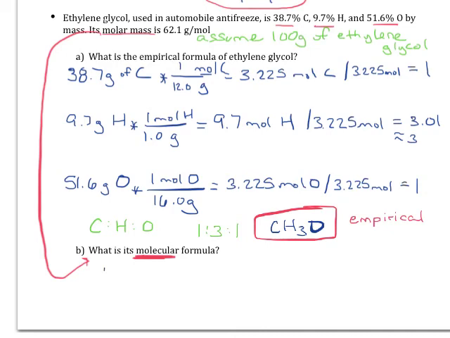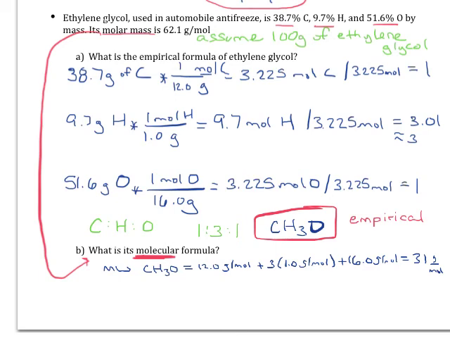So if I find the molecular weight of CH3O, that's going to be the carbon plus the 3 hydrogens plus the oxygen. And that's going to give us an answer of 31 grams per mole. Well, if the empirical formula has a mass of 31 grams per mole, but the actual molecular formula, the molar mass, is 62 grams per mole, we know that it's different by a factor of 2.